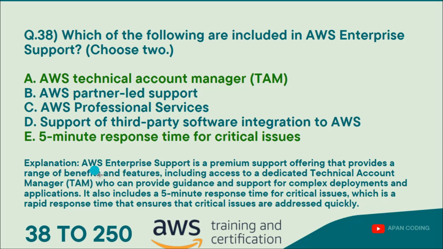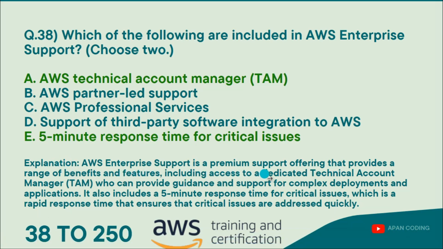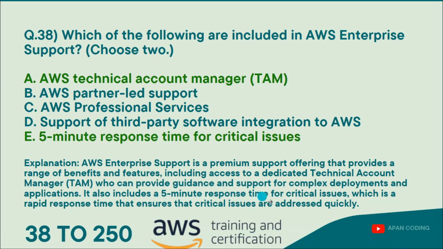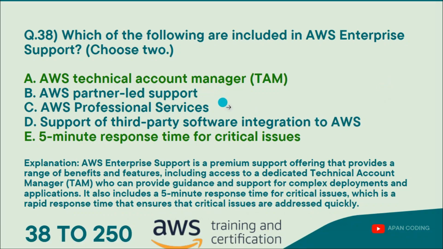So explanation is here friends. AWS Enterprise Support is a premium support offering that provides a range of benefits and features, including access to a dedicated technical account manager who can provide guidance and support for complex deployments and applications. It also includes a 5-minute response time for critical issues, which ensures that critical issues are addressed quickly. Because friends, TAM means your technical account manager, who will help you and be responsible for your critical issues, and issues are addressed quickly.